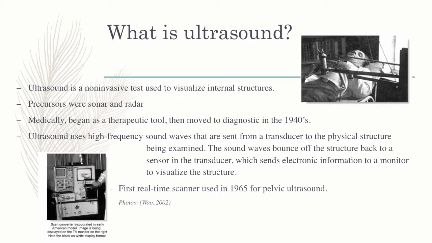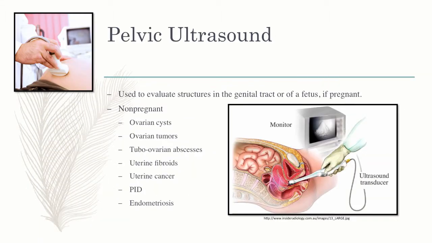You can see that on the left there is one of the early monitors to show these images, which weren't at first real time. That turned out to start in 1965, and it was for a pelvic ultrasound, the first real time scanner. So we're going to talk about the pelvic ultrasound. We're going to use this to evaluate structures in the genital tract of females or of a fetus if the female is pregnant. So we're going to talk about non-pregnant women.